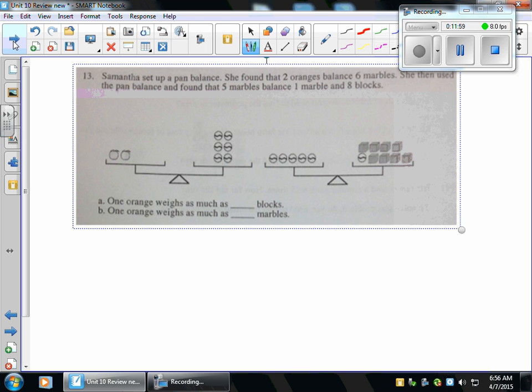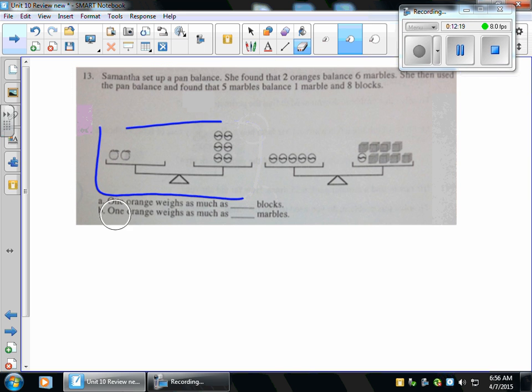Hopefully this is all making sense. Ooh, double pan balance problems. I love these because you get to rotate or transform things, switch things out. Pretty neat. It's a lot of fun, actually. First thing, I'm going to look at this right here. Can I cross anything out? I can't. I got oranges and it looks like I got marbles.